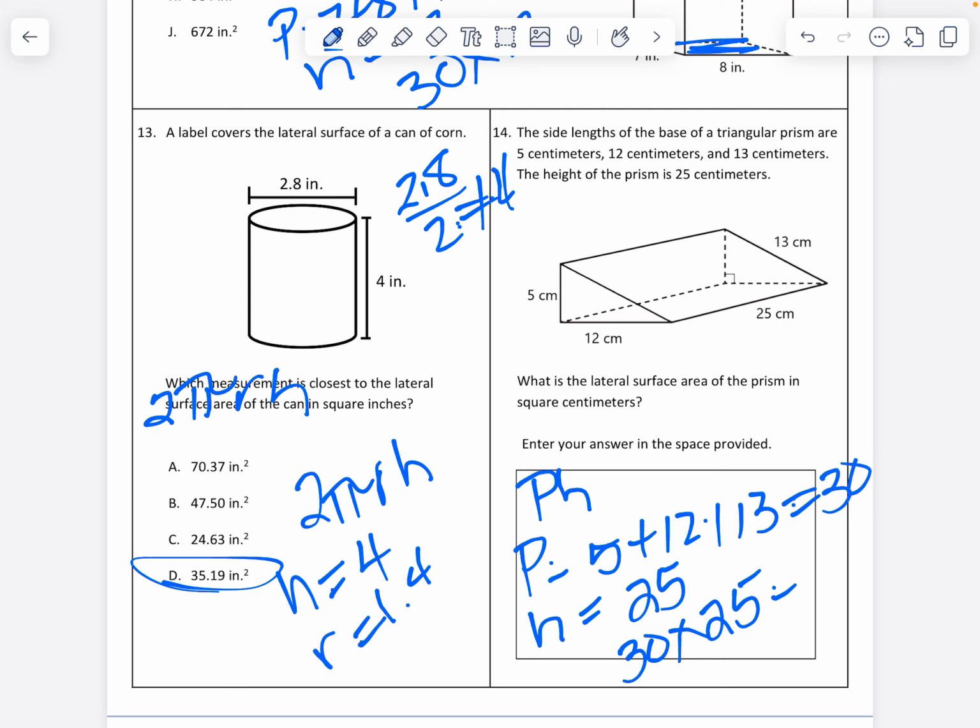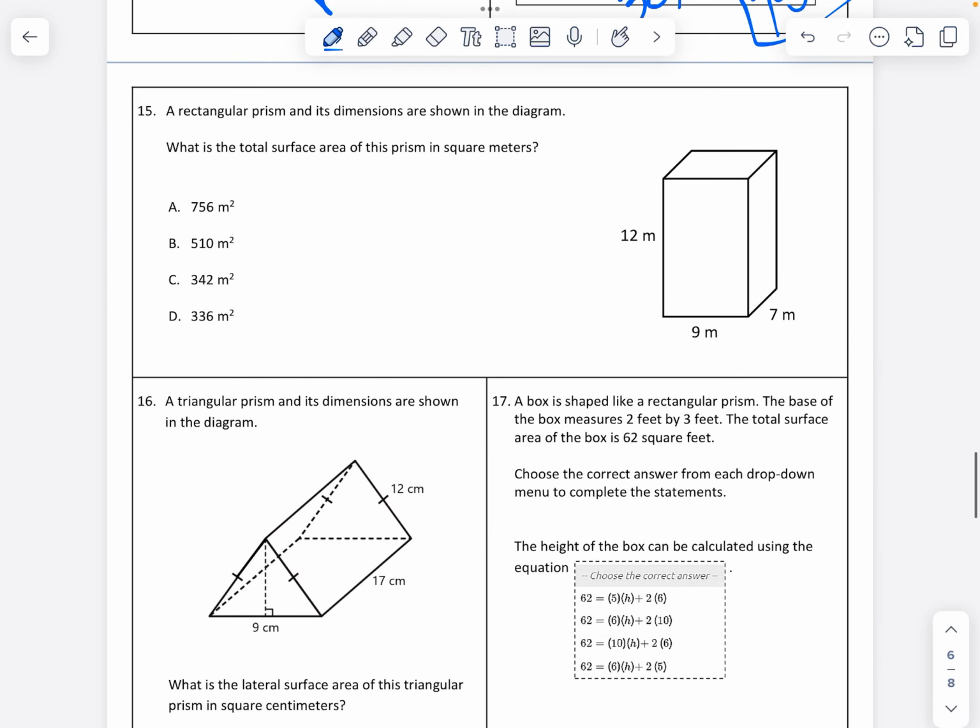I get 750, which is the answer. Alright, number 15. Rectangular prism and its dimensions are shown. What is the total surface area? So total is going to want perimeter times height plus 2 times the area of the base.